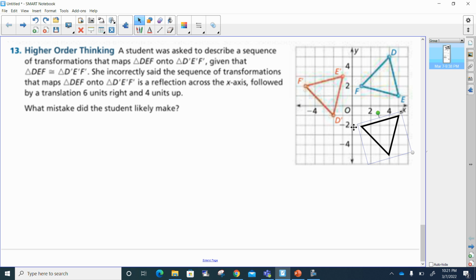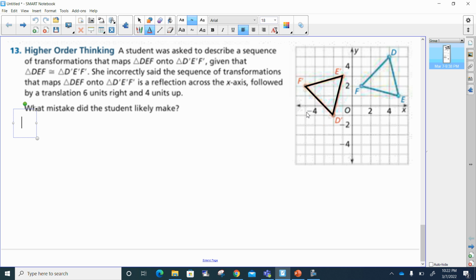1, 2, 3, 4, 5, 6. So 6 units to the left, maybe. That would put it about here. And then 1, 2, 3, 4 up. That might work. Let's see. Yeah, 6 units to the right. 1, 2, 3, 4, 5, 6. So it should really be 6 units to the left, and then 4 units up. 1, 2, 3, 4. So that's the mistake there.